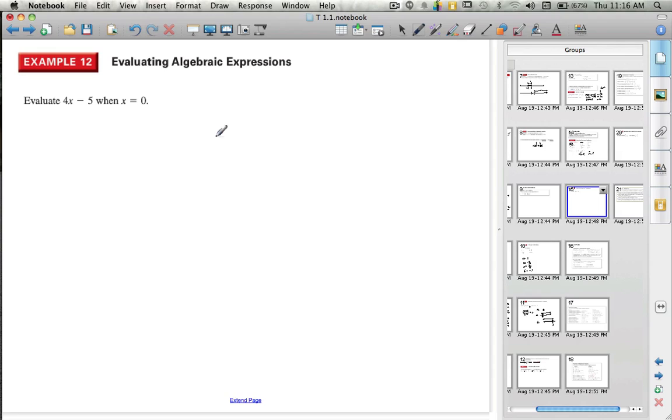Okay, and if we want to evaluate, that basically just means plug in a supplied value of x. When x is equal to 0, I plug in 0 for x. 4 times 0 is 0, minus 5 is negative 5. You could also write this in function notation. You could say the function of 0 is equal to negative 5.